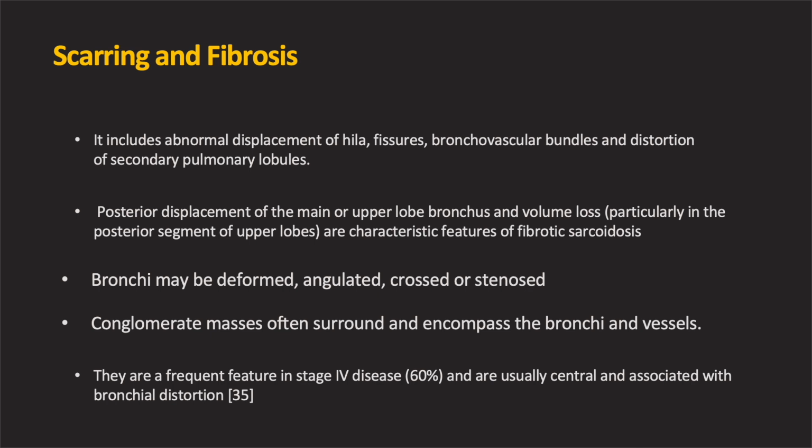So scarring and fibrosis will always involve displacement of structures of hila or fissures. There'll be distortion, and sometimes you may see the bronchus displaced. You may see volume loss in the upper lobe. Again, confuses with TB, but fibrotic sarcoid may have that. You may have bronchial stenosis, deformity, angulations, and it's very common in stage 4, as I said.